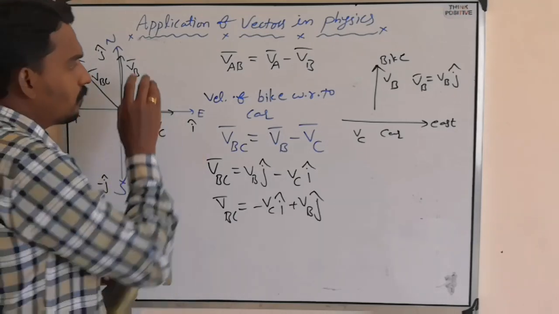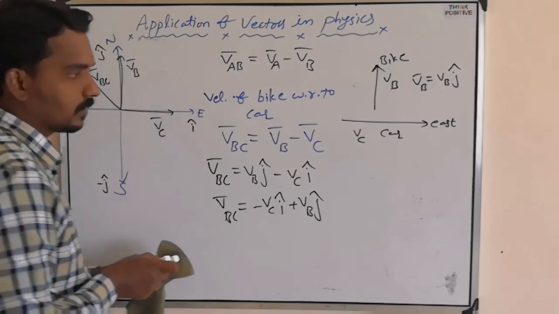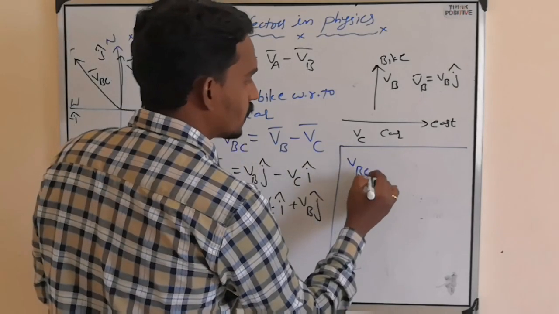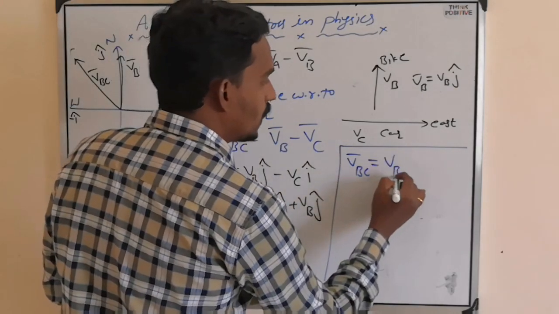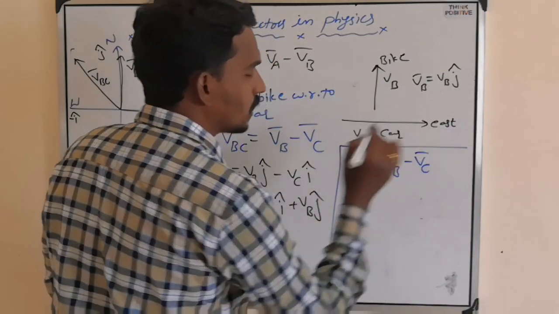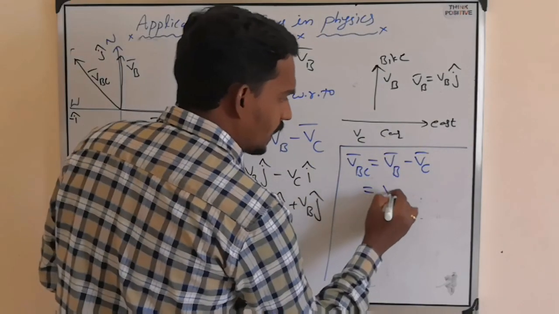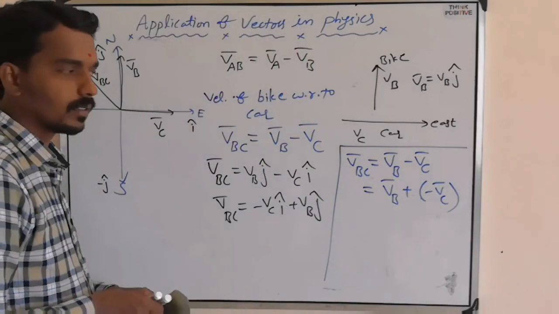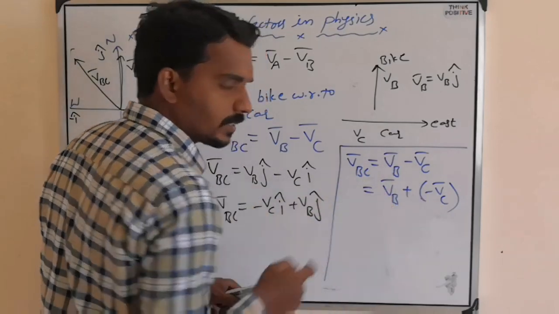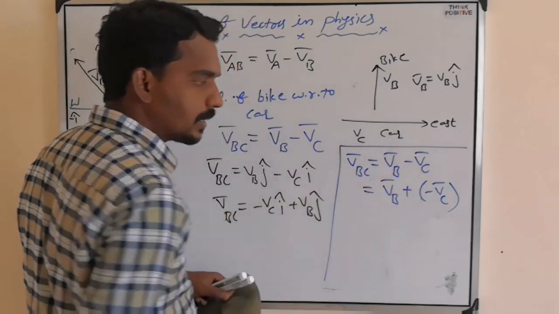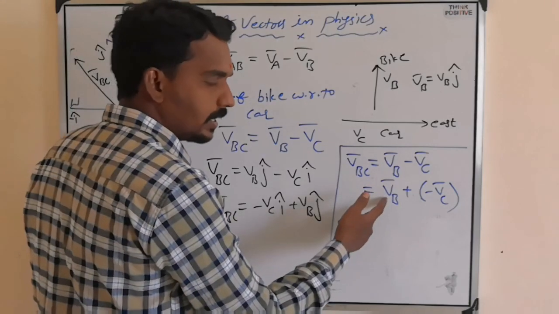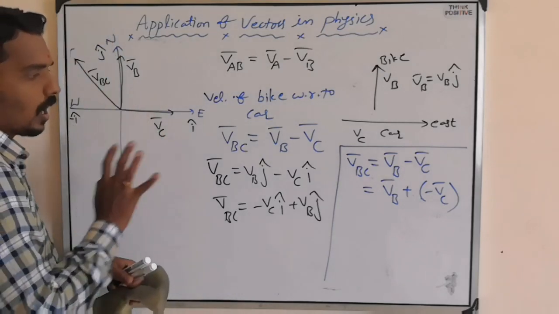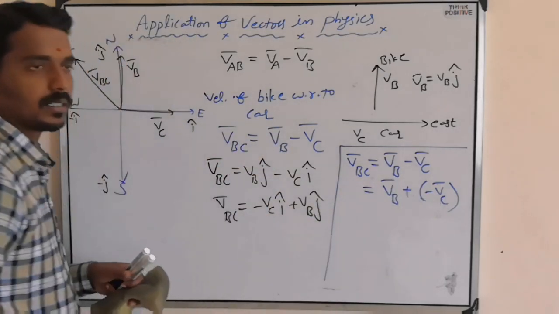Or else the same thing you can also find like this. See, VBC bar equals VB bar minus VC bar. That I can write as VB bar plus minus VC bar. Subtraction is nothing but addition. VB bar minus VC bar is nothing but the addition of VB and minus VC. Now, how to add VB and minus VC?